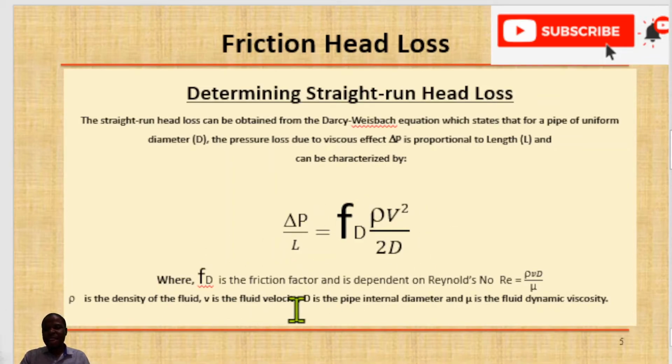Where you have your FD to be the friction factor. This FD is dependent on the Reynolds number for that system. And the Reynolds number is expressed in terms of the product of the density of the fluid, velocity, and the pipe internal diameter over the fluid dynamic viscosity. So depending on what your Reynolds number is, you are going to obtain the expression for the friction factor, so that you can put it in this expression to obtain your straight run head loss in form of delta P, which is the pressure loss. Okay?